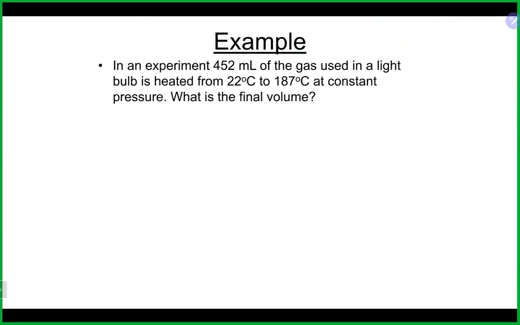All right, so let's try one here. An experiment: there's 452 milliliters of a gas used in a light bulb. It goes from 22 degrees Celsius to 187. What will be the final volume? So let's see.